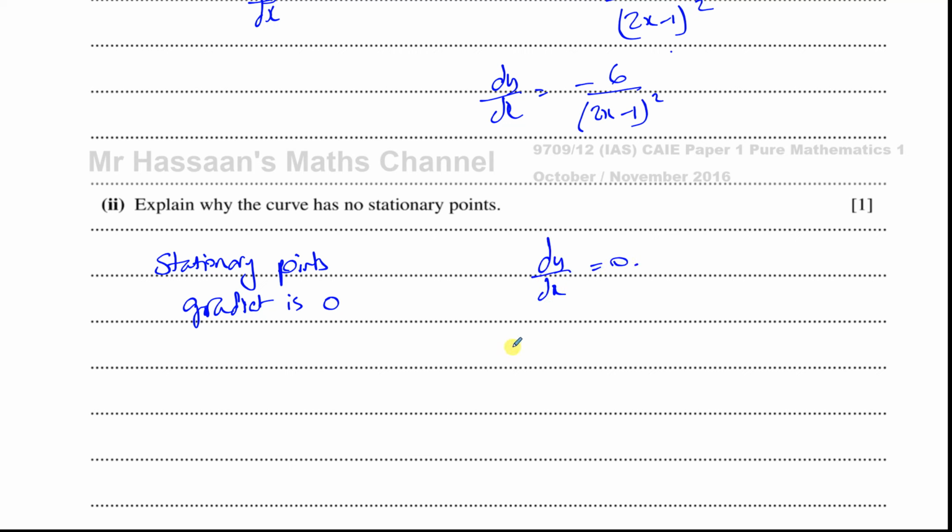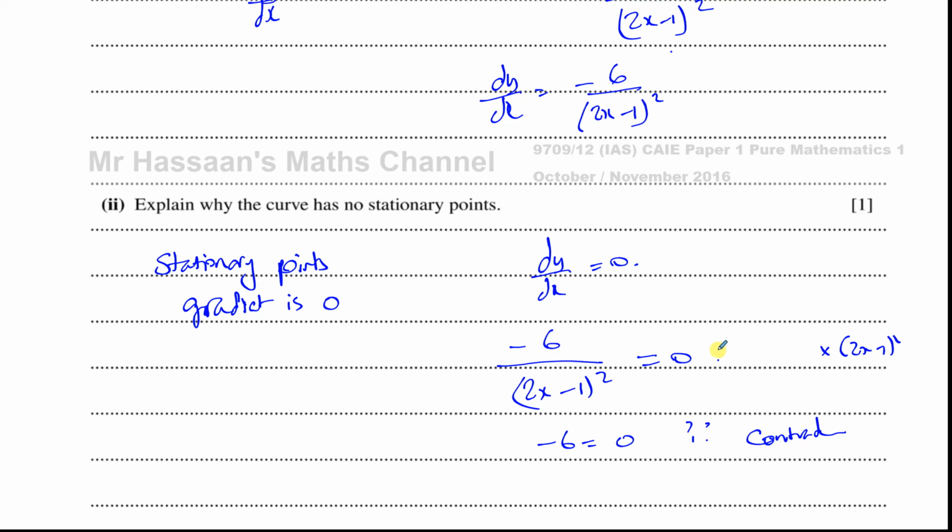So we have the expression for dy dx of minus 6 over 2x minus 1 squared. We want to solve the equation where this equals 0. If you try to solve it now, you have to multiply both sides by 2x minus 1 squared. What's going to happen is you're going to end up with a contradiction. You can't solve it, because the x term just completely disappears.